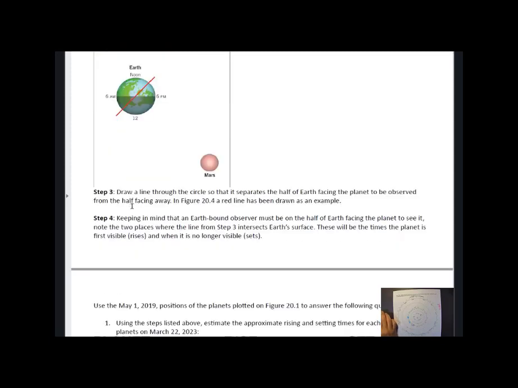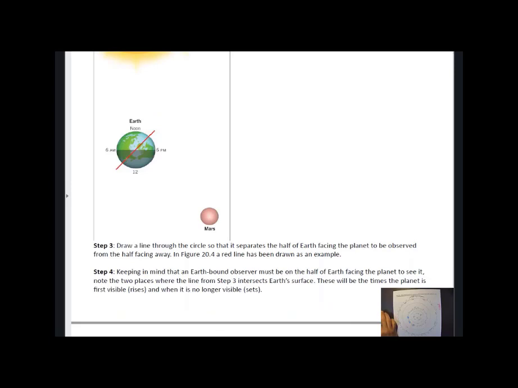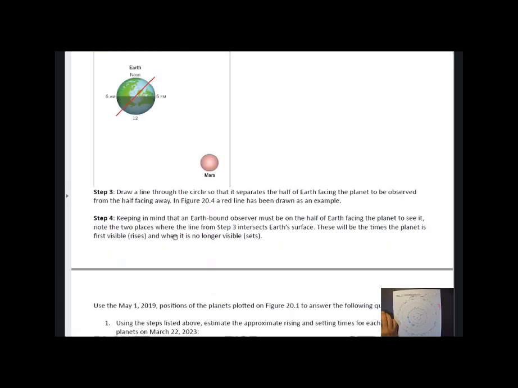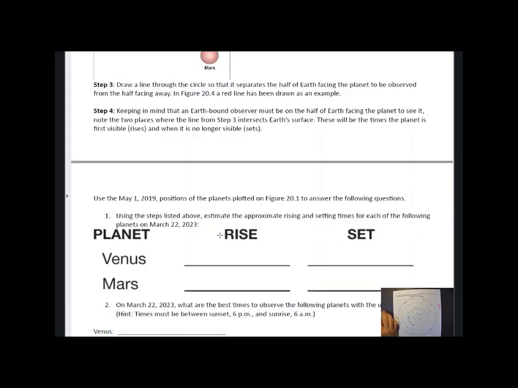And then step 3, you want to draw a line through the circle so that it separates the half of Earth facing the planet to be observed. So that's what they're kind of doing here. So basically this half of the planet is observing Mars, right? This half cannot see Mars, right? Keeping in mind that Earthbound observers must be on the half of Earth facing the planet to see it. Note the 2 places where the line from step 3 intersects Earth's surface. This will be the times the planet will be first visible when it rises, and then when it's no longer visible is when it's set, right? So we want to use, actually, I should have fixed it.